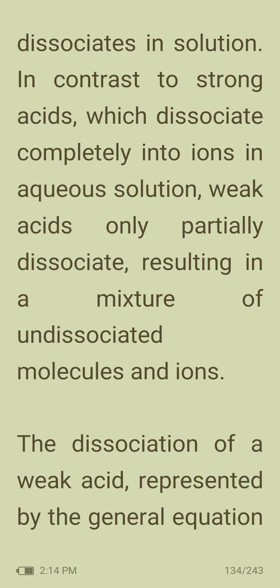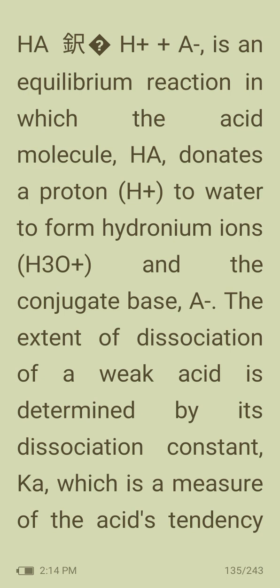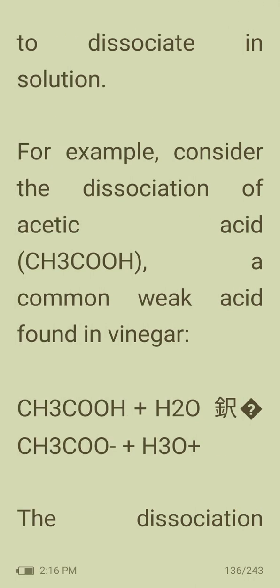The dissociation of a weak acid, represented by the general equation HA gives H+ plus A-, is an equilibrium reaction in which the acid molecule HA donates a proton H+ to water and forms hydronium ion H3O+ and the conjugate base A-. The extent of dissociation of a weak acid is determined by its dissociation constant Ka, which is a measure of the acid's tendency to dissociate in solution.